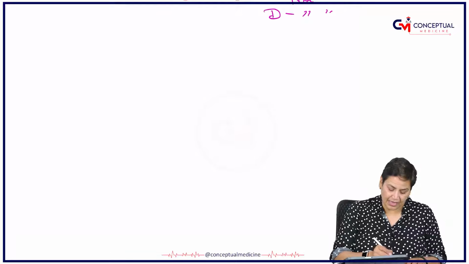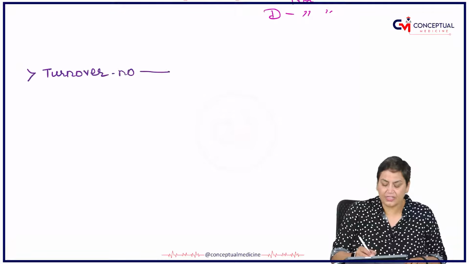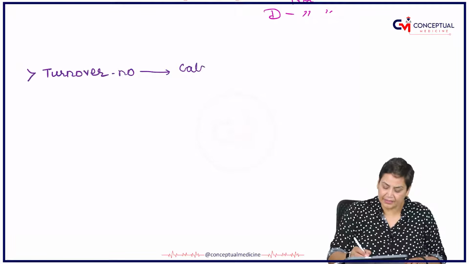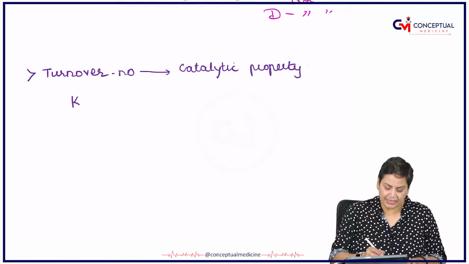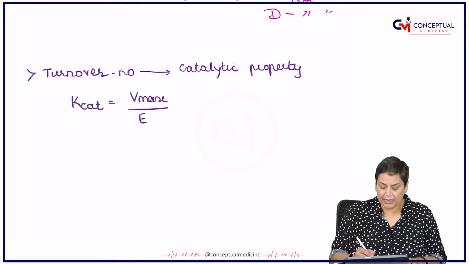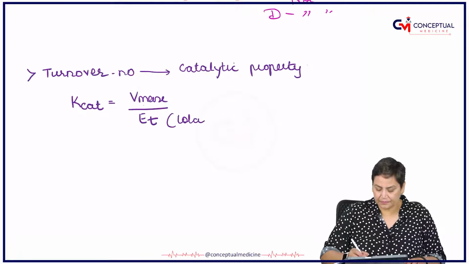So this is the most important characteristic of enzymes, that enzymes have a turnover number, which is actually known as the catalytic property of an enzyme. And how do we define it? We simply say that Kcat is equivalent to the maximum velocity over the total enzyme concentration. ET is the total enzyme concentration.